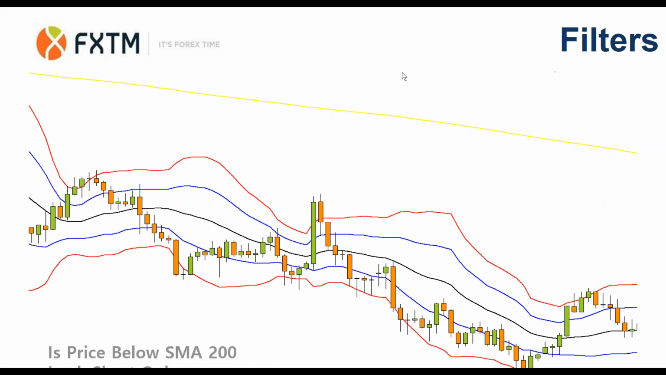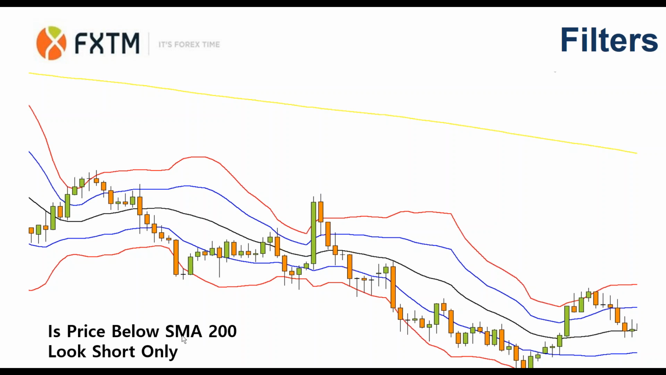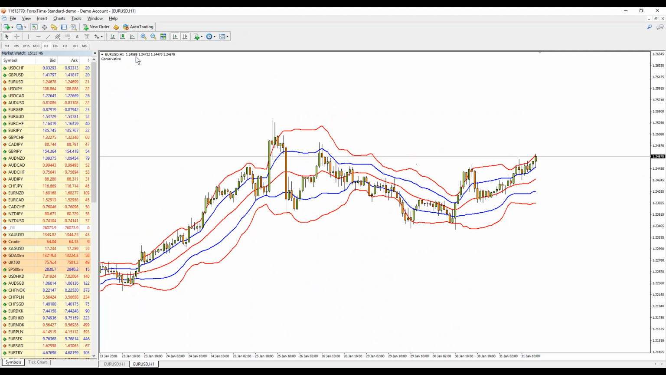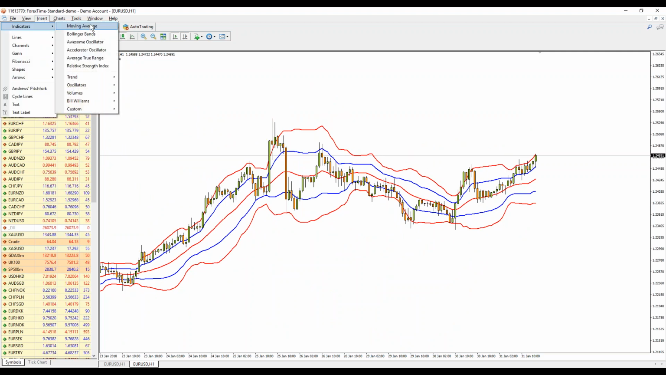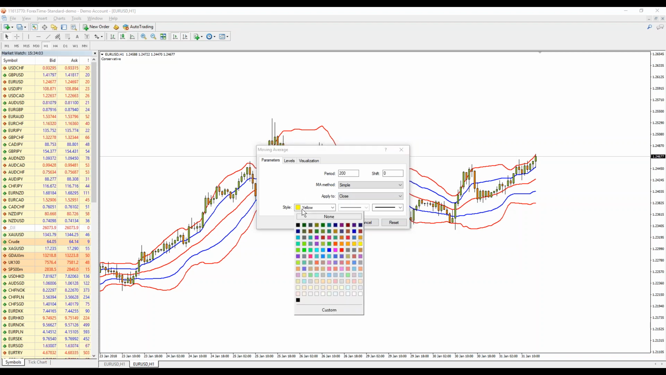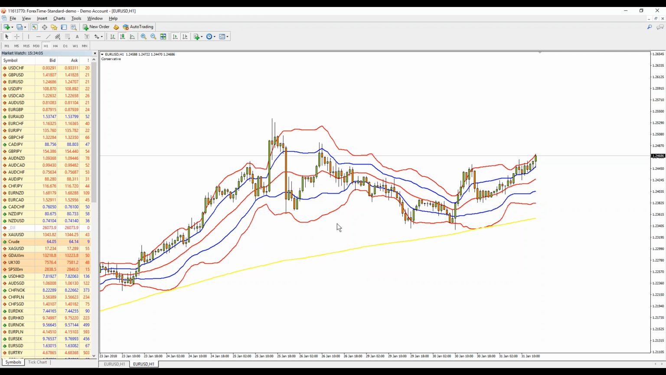The first one I would like us to talk about is the simple moving average 200. I'm going to go to MetaTrader 4 again, and on this chart of mine, I'm going to add a simple moving average 200 period. So I'm going to say insert indicators, go to moving average. The period is 200. The method is simple, not exponential or linear weighted or anything else. And we apply it to the close price. I'm going to make it yellow for this example. So here we've got a yellow line, which symbolizes the simple moving average of 200 periods.